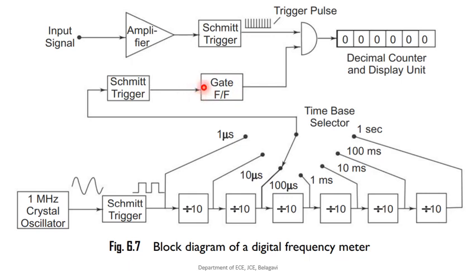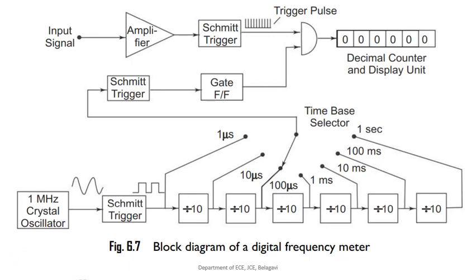The input to the gate flip-flop was a pulse from the time base selector, as in the diagram we have just seen. You can see here, this entire thing is the time base selector. What it is selecting is what should be the time between two different pulses.